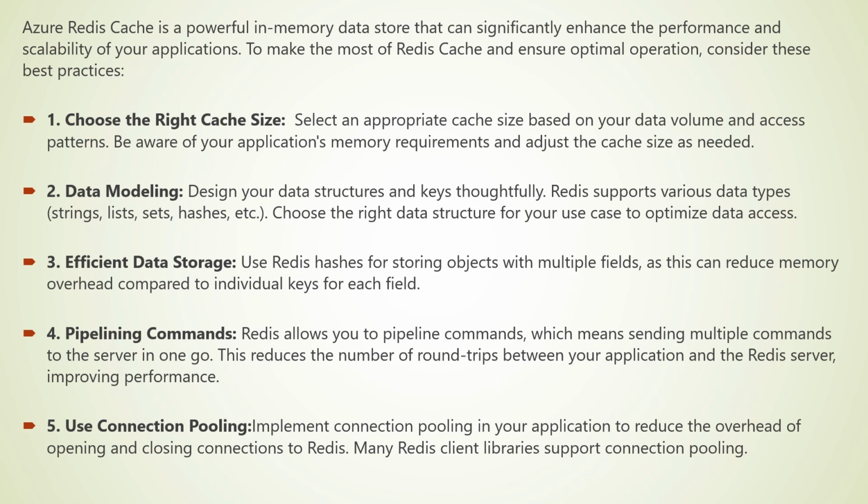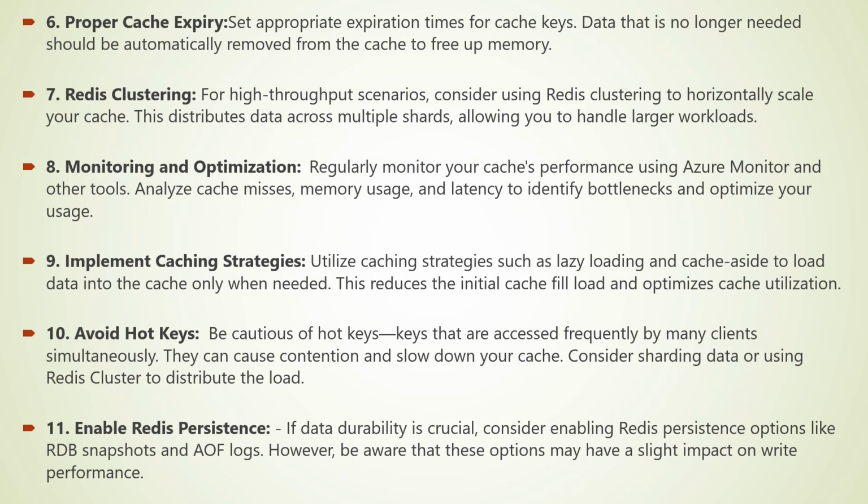4. Pipelining commands. Redis allows you to pipeline commands, which means sending multiple commands to the server in one go. This reduces the number of round trips between your application and the Redis server, improving performance. 5. Use connection pooling. Implement connection pooling in your application to reduce the overhead of opening and closing connections to Redis. Many Redis client libraries support connection pooling. 6. Proper cache expiry. Set appropriate expiration times for cache keys. Data that is no longer needed should be automatically removed from the cache to free up memory.